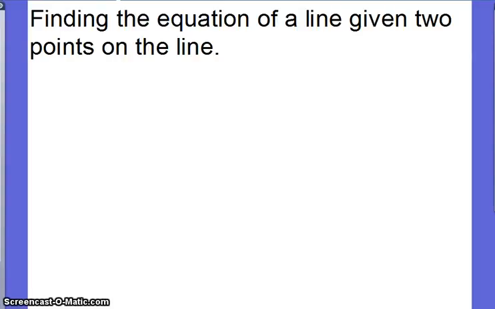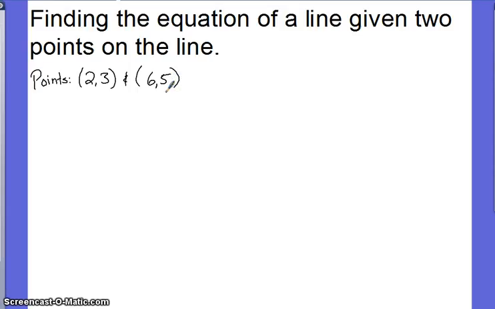Welcome to today's lesson on finding the equation of a line given 2 points on the line. So let's say that you were given 2 points, and these 2 points were (2, 3) and (6, 5). From these, we have to come up with the equation for a line.